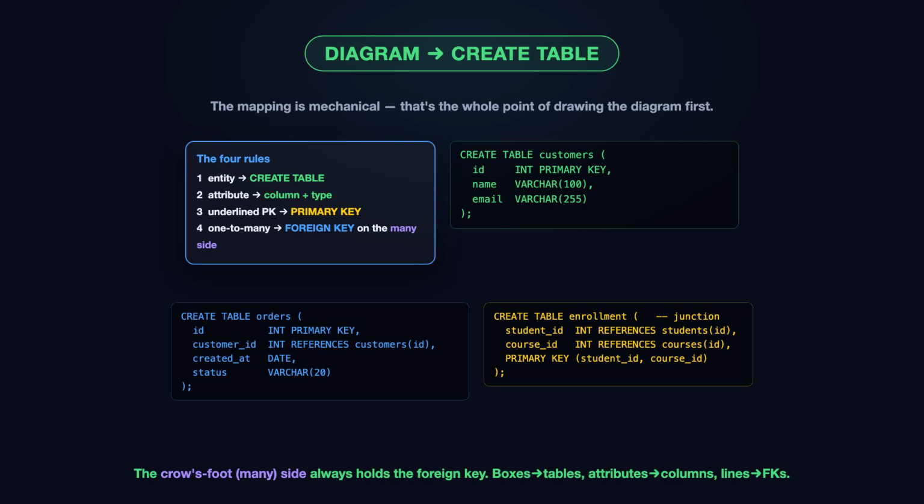Do the exact same thing for the junction. Enrollment gets a student ID and a course ID, each one a foreign key to its parent, and together those 2 can even serve as its primary key. Boxes become tables, attributes become columns, lines become foreign keys. The diagram is a blueprint you read straight into SQL.